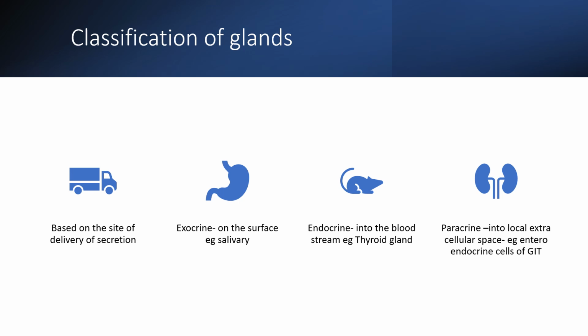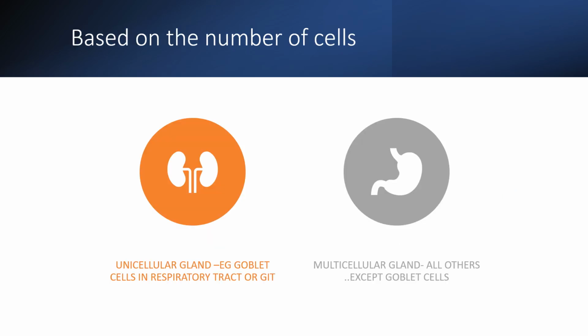The third one is paracrine glands, where the secretions are into the local extracellular space. Example, the endocrine cells present within the GIT. So based on the site of delivery of the secretions, they are classified into exocrine, endocrine, and paracrine glands.